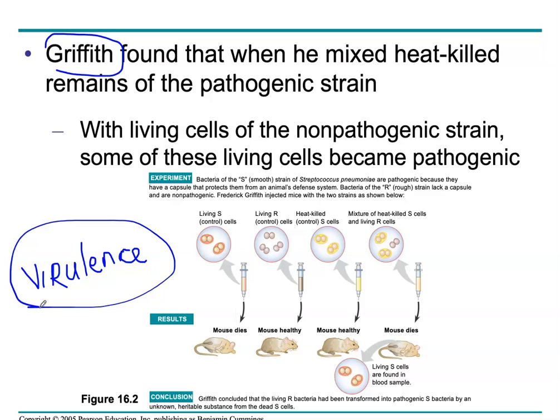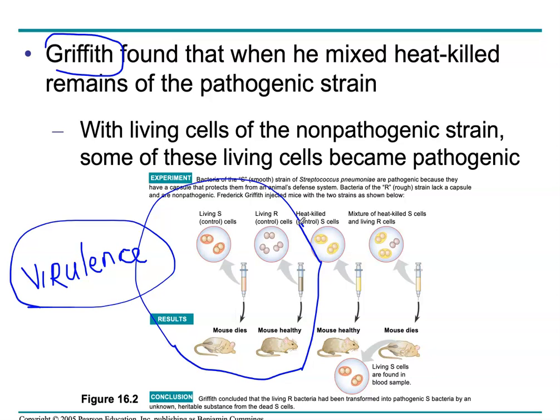So he did a very simple experiment. He took a bunch of live S cells, injected them into a mouse, and the mouse died. And then he took a bunch of R cells and injected them into the mouse, and the mouse lives. So these 2 things are his controls. For any experiment, you're going to need a control group and then an experimental group. So he had his controls.